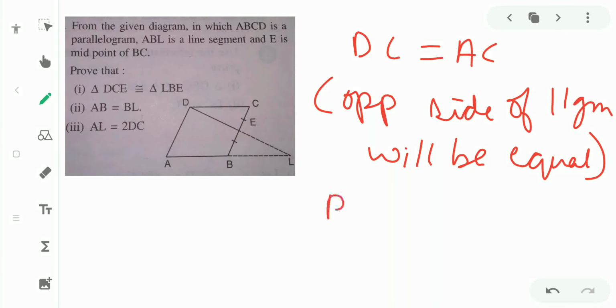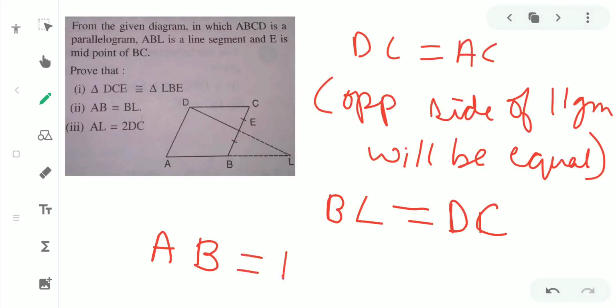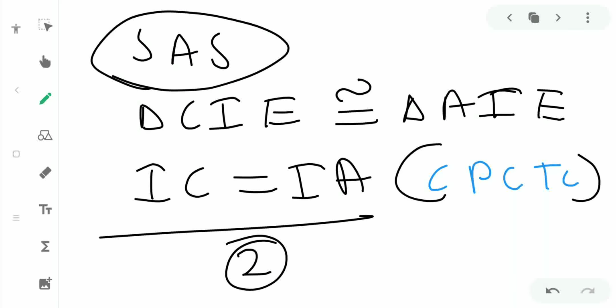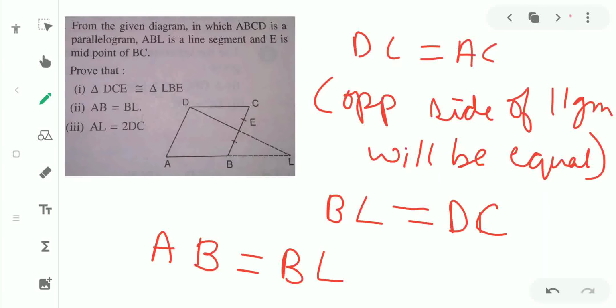So when BL will be equal to DC, and now you know DC is equal to AB, so I will write DC is equal to AB and BL is equal to DC. So DC will be equal to AB, which will be equal to BL. Sorry, it is AB here. And I'll have AB is equal to BL, hence proved.